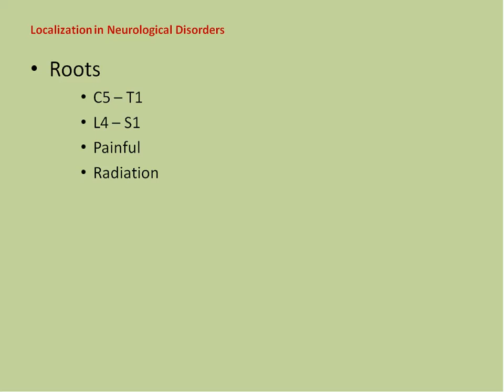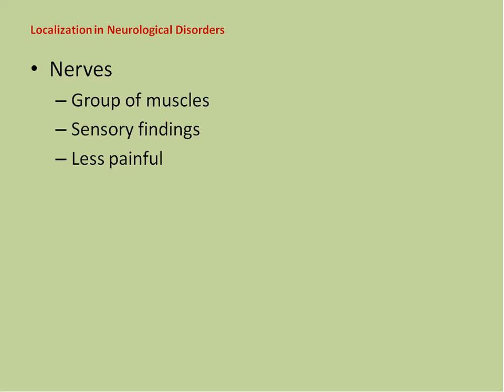Same thing in the lower nerve roots, L4 to S1, you can pinpoint which muscles are involved, and that will lead you to which nerve is involved and at what level. Come down further, nerve involvements. Now, the difference between root involvement and nerve involvement is a little bit different. Number one, again, there's a group of muscles, but these groups are a little bit different. Let me give you an example.